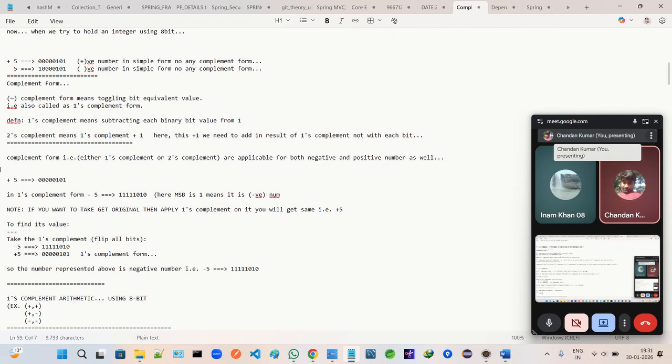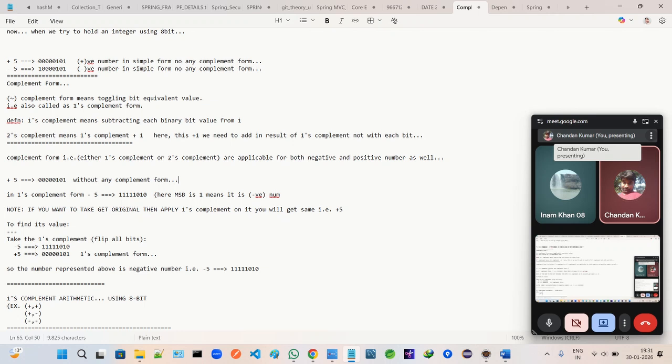Suppose we have this value plus 5, right? So what is the plus 5 representation? This one. Why is it plus 5? Because we have used 8 bits in total, and when we look here, the MSB is 0. It means this is plus 5, 100%. Getting my point? This is without any complement form.